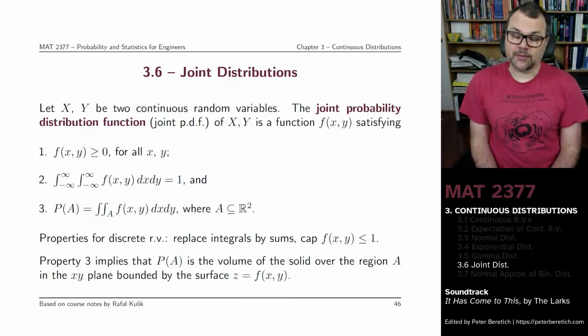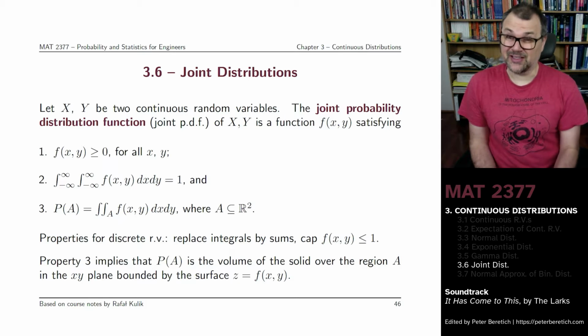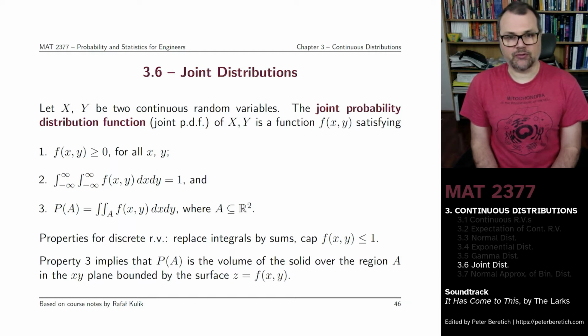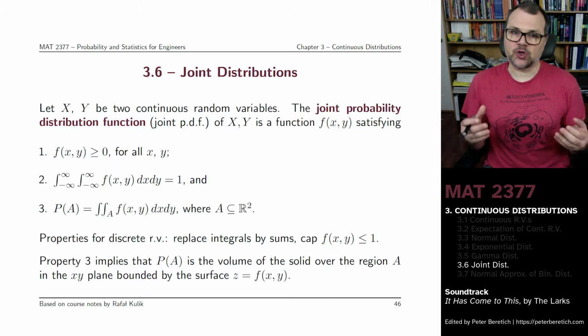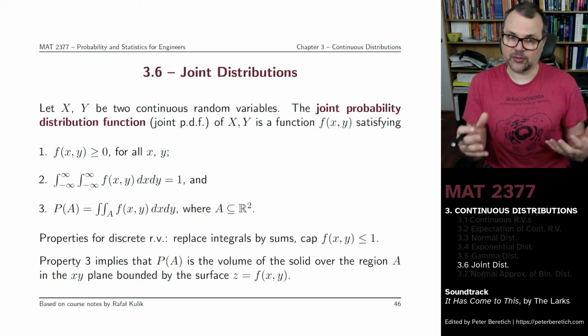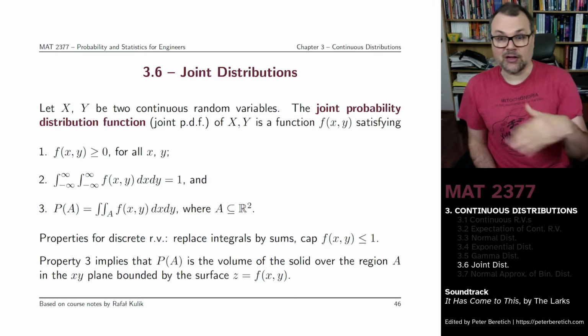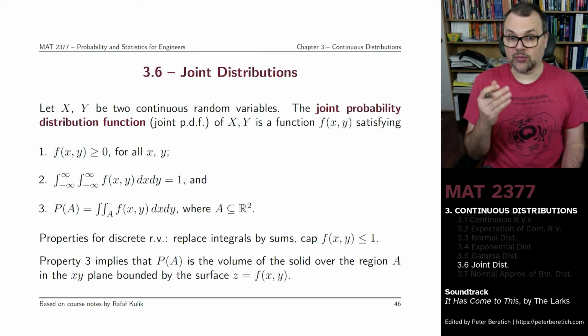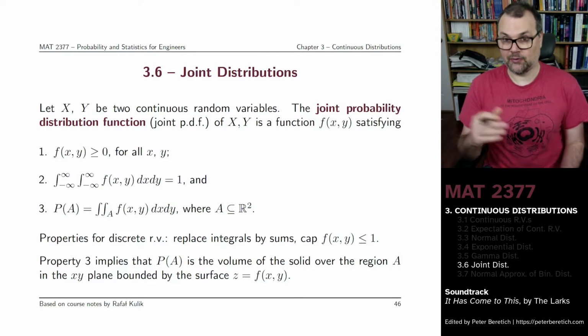There's another concept that is important and easier to talk about in the continuous case, although you can also talk about it in the discrete case. It's the idea of the joint probability distribution function. You assume here that you have two continuous random variables. X could be the height of an individual and Y could be their weight, for instance.